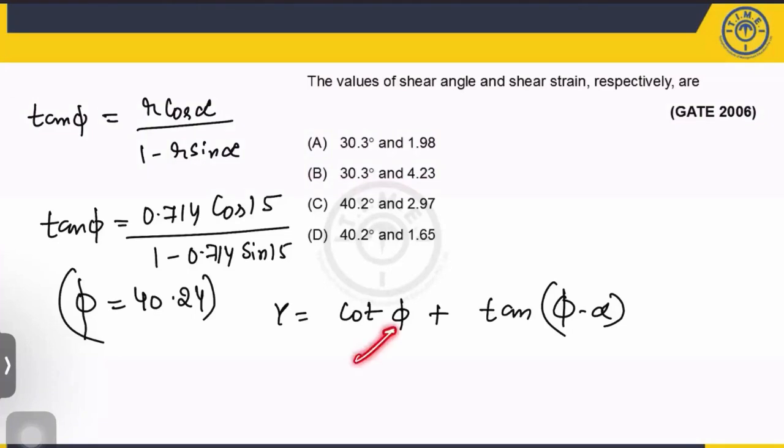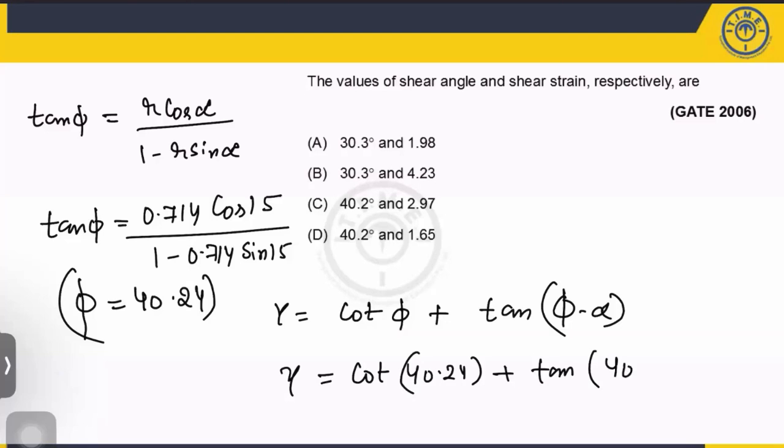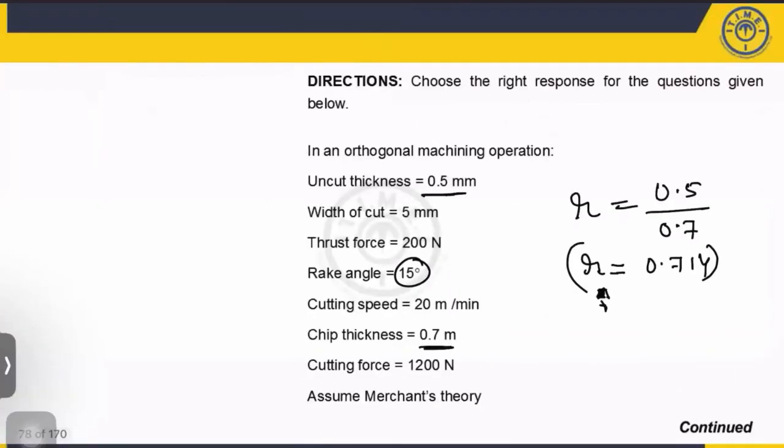Once you know the shear angle, put in this one, you will get the shear strain. Cot of 40.24 plus tan of (phi minus alpha). What is phi value? Phi value is 40.24. Alpha is 15. Once you solve, you will get 1.653. So what is the correct answer? Choice D is the correct answer, based on this particular given data.